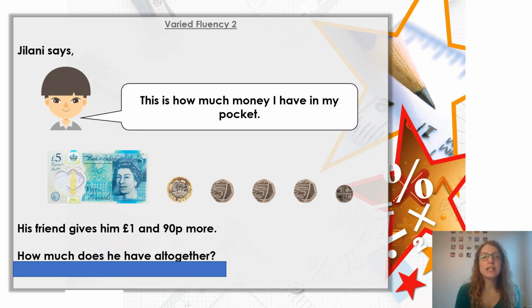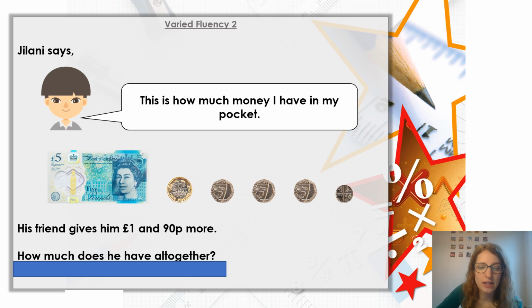His friend gives him £1 and 90p more. How much will he have altogether? Okay, so as soon as it says altogether, we know it's an addition question. So add up the amounts, start with the pounds, then add the pence and see what your total is. If you need to jot anything down, please do. Don't have to do these in your head.